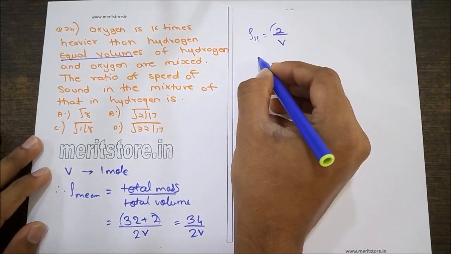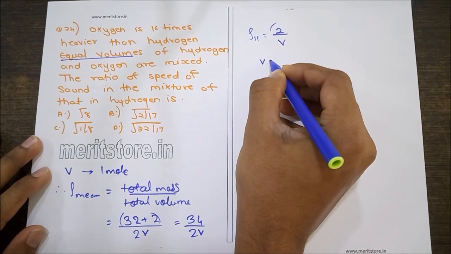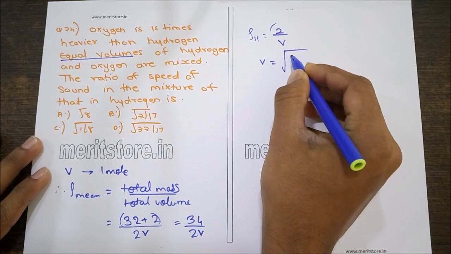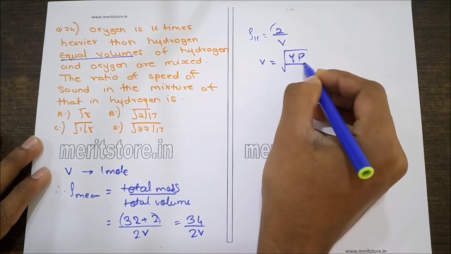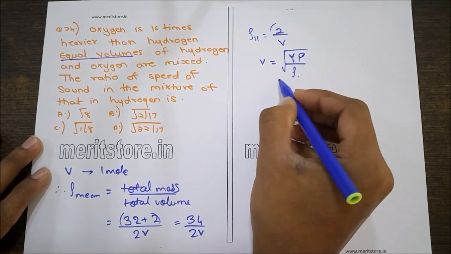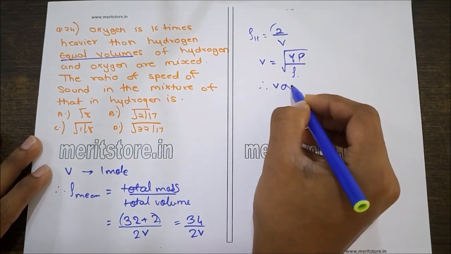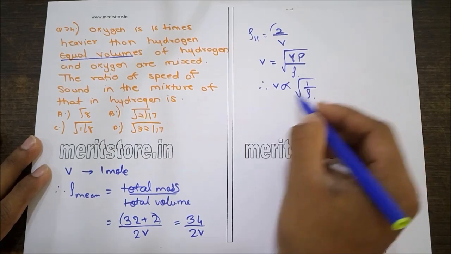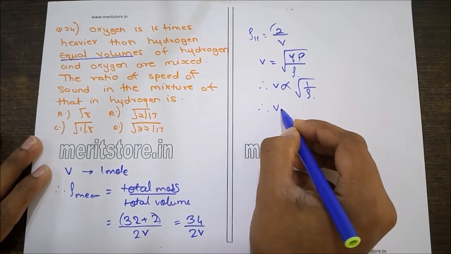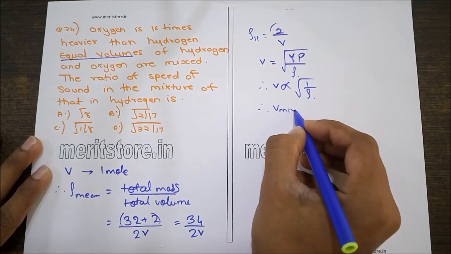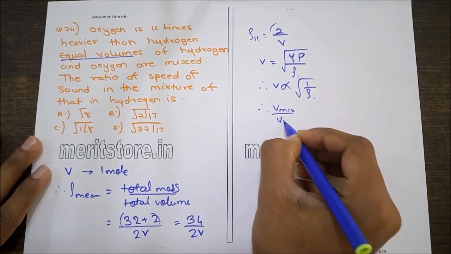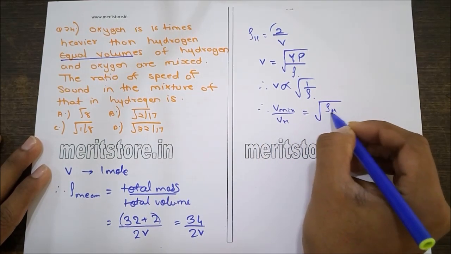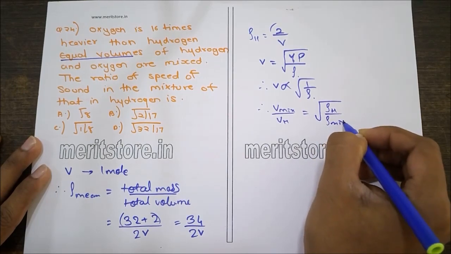Also we need to know this formula. The speed of sound in a medium is given by V is equal to root of gamma times the pressure upon the density. So therefore V can be written as inversely proportional to root of the density. Therefore the ratio of the velocity of sound in the mixture to the velocity of sound in hydrogen can be given as root of density of hydrogen upon density of the mixture.